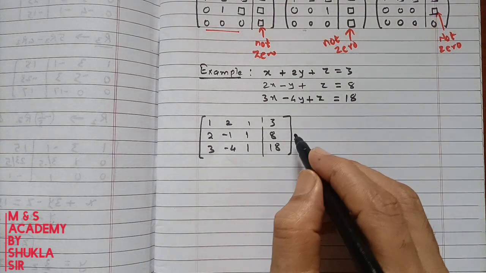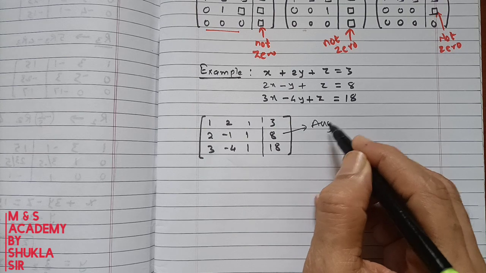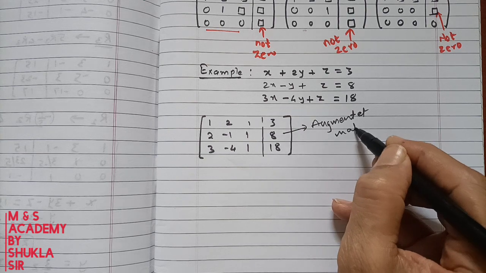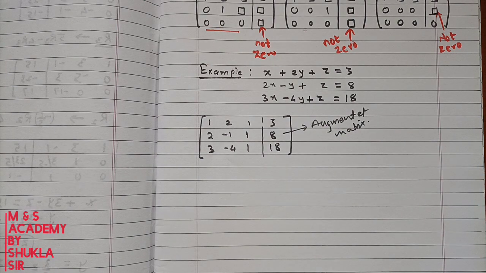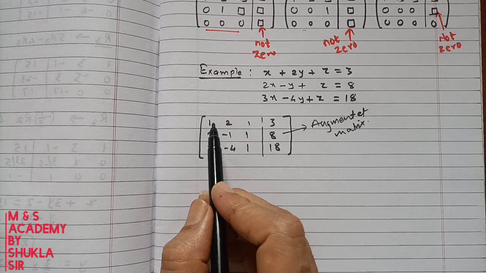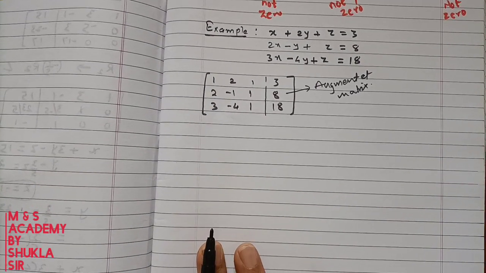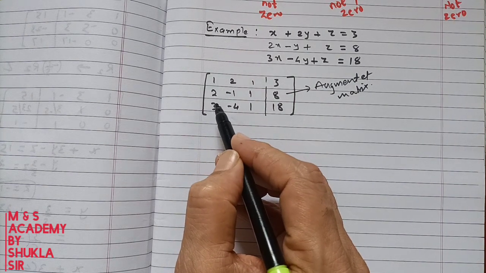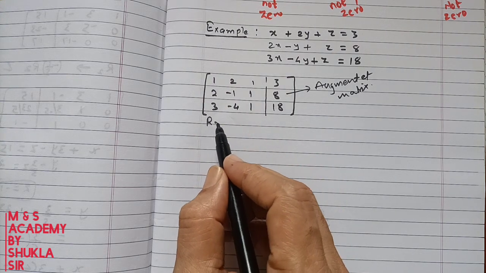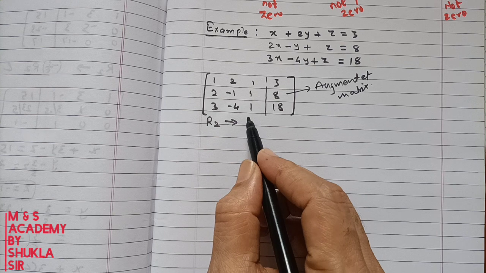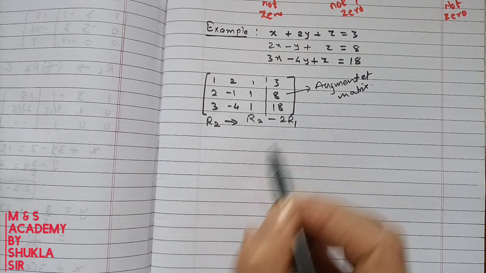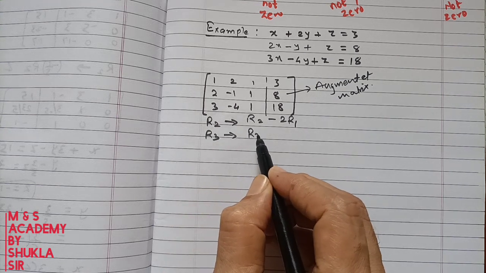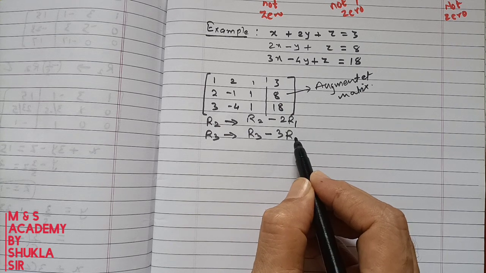This is my augmented matrix. Now our aim is to make this one 1, but already it is 1, so no need to do anything. So we need to use this 1 to make this 0 and this 3 a 0. How? So we need to change R2. How? R2 minus 2 times R1, and the second, R3, we need to change R3 minus 3 times R1.